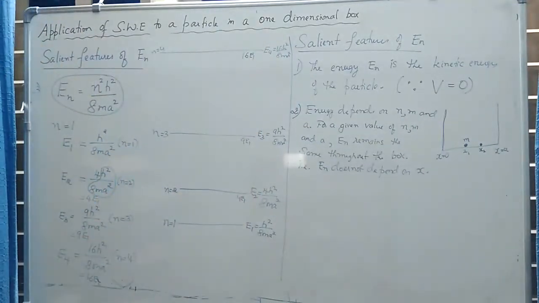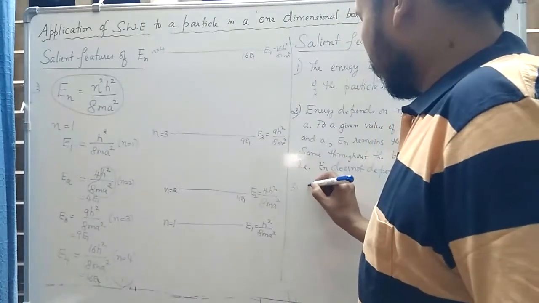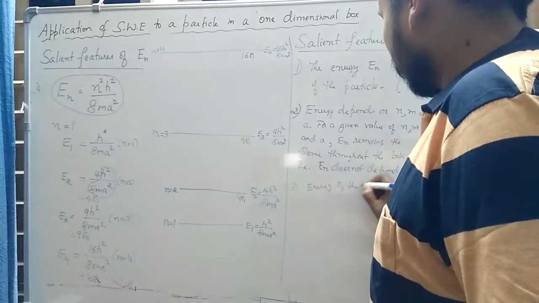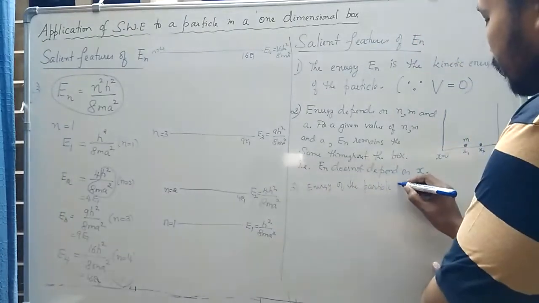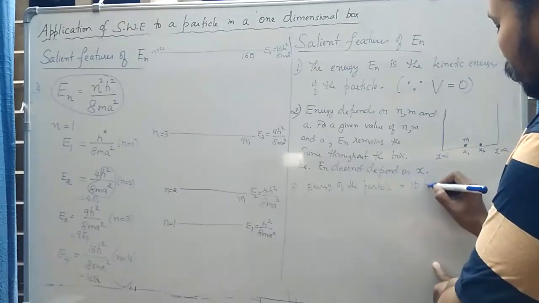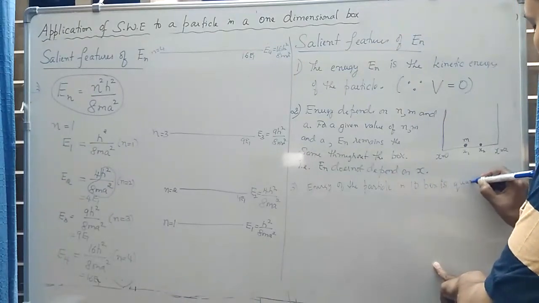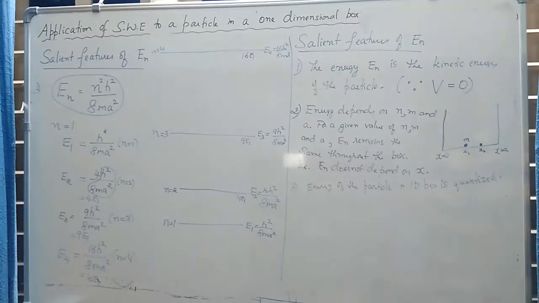So the first observation that we have made from this diagram is that the energy of the particle trapped in the one-dimensional box is quantized. It can only take a few restricted values. It cannot take all the values.